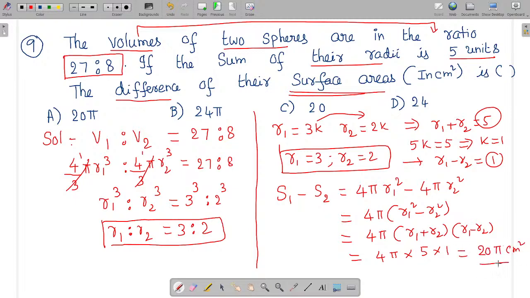centimeter square. See, it is a very logical problem and also an easy problem. So a very simple problem, right? So tomorrow we shall continue this session. Thank you. Bye bye. Have a nice day.